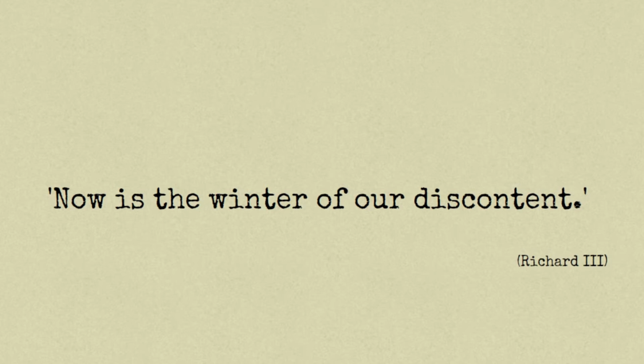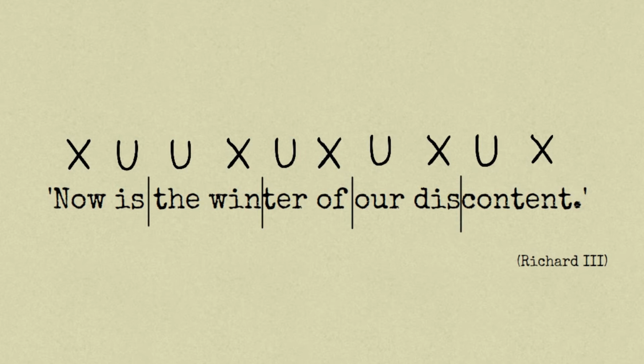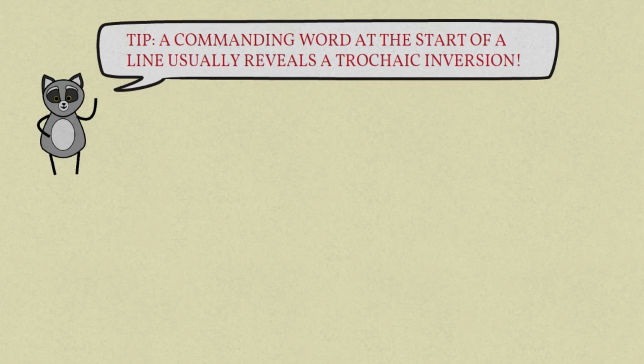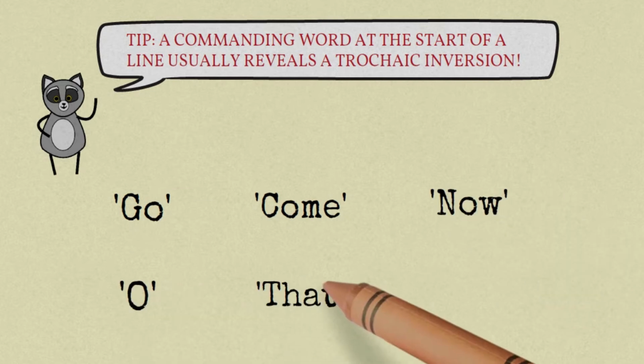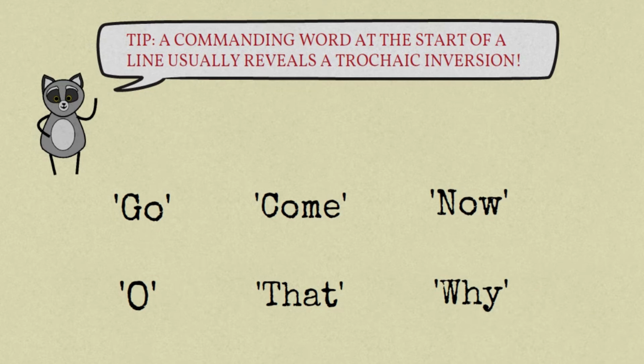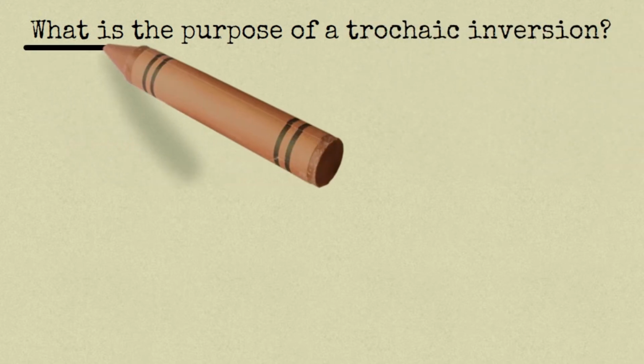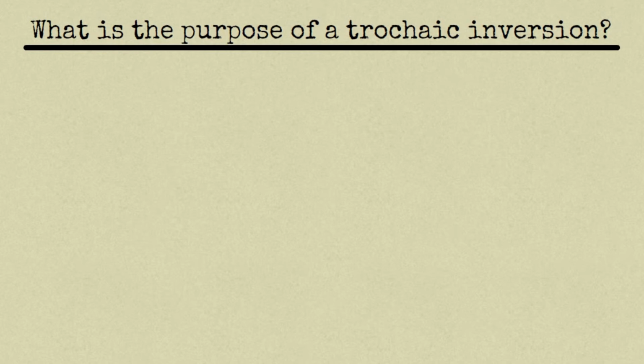Now is the winter of our discontent. Notice how we naturally stress the "now" rather than the "is", because it would sound weird the other way around. "Now" is a commanding word, and a good way to spot a trochaic inversion is to look out for words at the beginning of a line that are pronounced forcefully, such as go, come, now, oh, that, why, and so on. Putting aside the technicalities of trochaic inversions, however, what is really interesting is the significance they have in poetry.